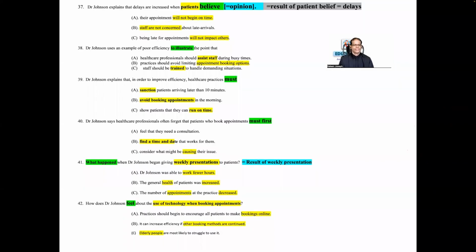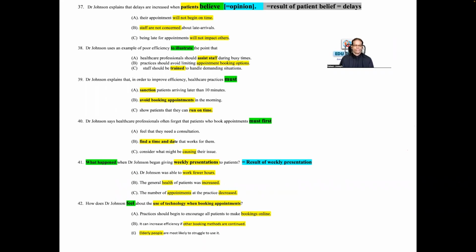Yes, 41. What happened when Dr. Johnson began giving weekly presentations to patients? What happened means the result of the weekly presentation. That's what you have to listen for in the audio. Option A, Dr. Johnson was able to work fewer hours. Option B, the general health of patients was increased. And option C, the number of appointments at the practice decreased. Weekly presentation means weekly classes or awareness programs given. With an awareness program, can the general health increase? Okay, we'll see for the answer.